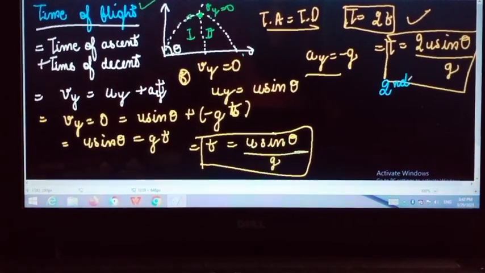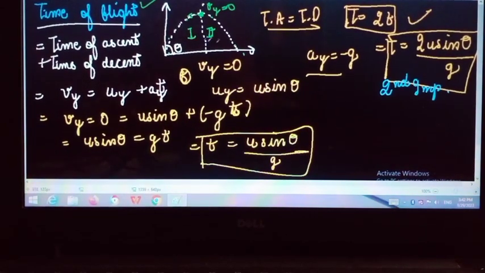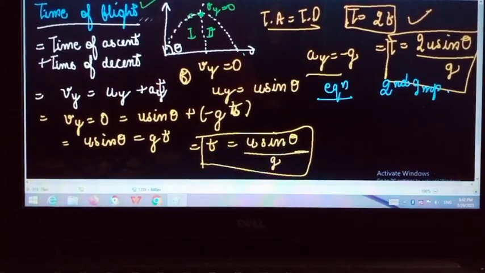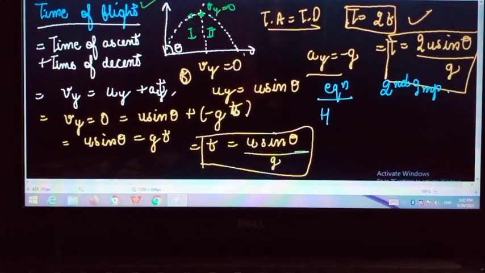Mark this as your second important equation for projectile. In projectile we have four important equations. One is the equation for its trajectory, one is for time of flight, another one is for maximum height, and the last one is for horizontal range. Now let's obtain the equation for the maximum height gained by the projectile.